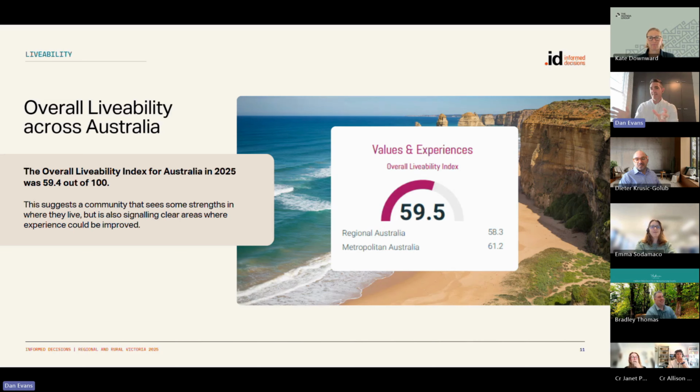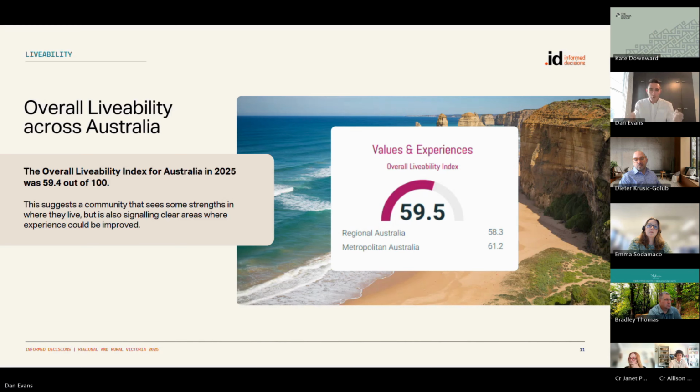So while this tells us that overall livability is below 60, it does tell us that, well, it's not super low, it's not super high. So there must be some things that are going well and maybe some things that aren't going so well that need to be focused on. And when we look just at a really blunt, broad analysis of regional Australia versus metropolitan Australia, we do see a bit of a difference and a bit of a gap. So metropolitan Australians, the things that they value are a little bit more positively experienced than regional and rural Australians in the collective.